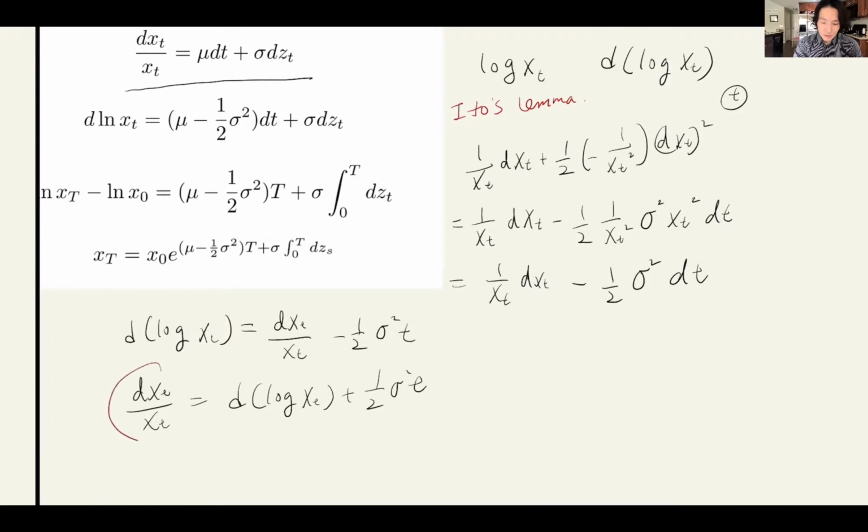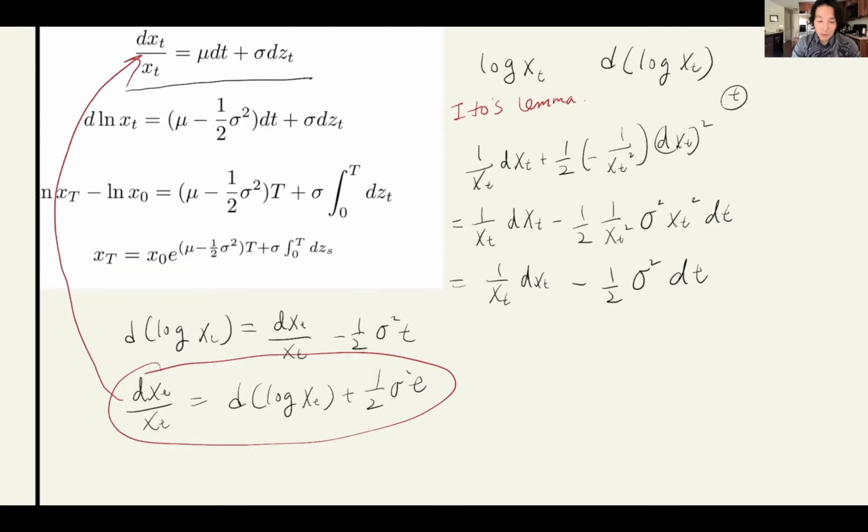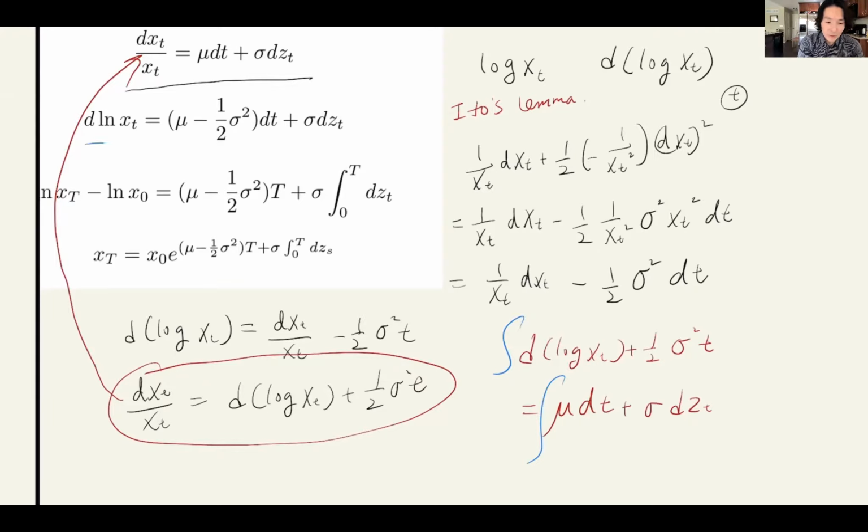And now you can plug it into here, right? What do you get? Then you have d log xt plus a half of sigma squared times dt. That is going to be the same as mu dt plus sigma dzt. Now what is cool is that you can just take the integral on both sides. In other words, by taking the Ito formula, Ito's lemma on log of xt, you get the following here. And then from there, take the integral on both sides, and what do you get?